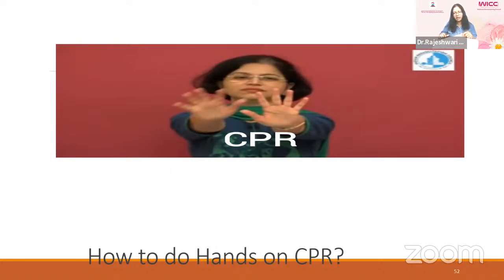Always remember CAB. C is initiating the circulation. So when you give the compression, the circulation is initiated. When the circulation is initiated, what happens? When you give the compression, the lungs also expand. Then B is for breathing. Then breathing starts. You also give the rescue breaths. You initiate the breathing. So in this way, CAB, always remember, this is what is given in the CPR guidelines. According to the new guidelines, CAB is what we are doing.